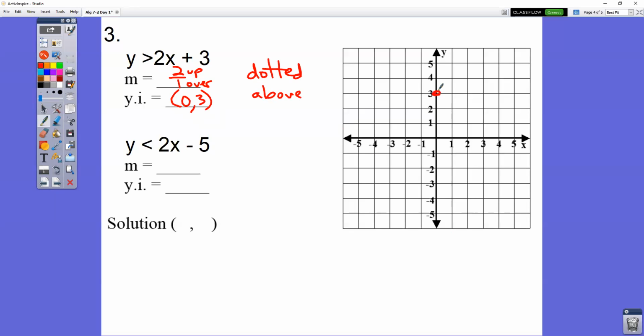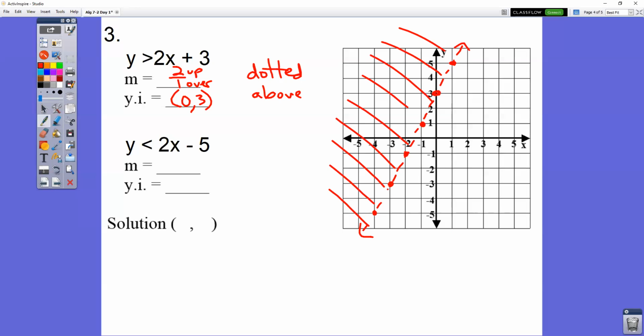Starting right here at 0, 3, going up 2 over 1. If I go up 2 over 1, I'm off the graph again. So I need to work a little bit backwards, all right, to continue that straight line going over 1, down 2, over 1, down 2, just to sort of continue that straight line. I'm going to connect it using a dotted line. Make sure you put your arrows on the end, and I'm going to shade above that line.